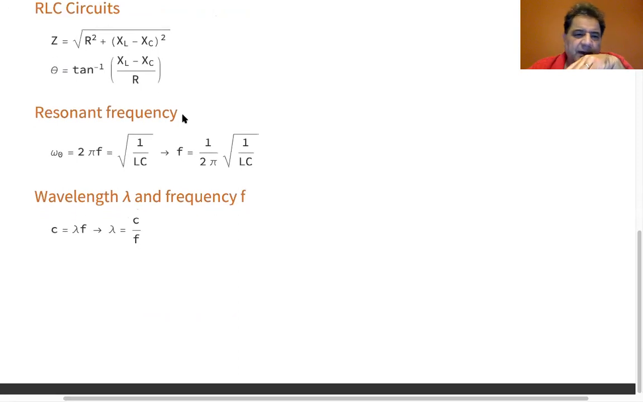Wavelength, lambda, and frequency f. Well, C, the speed of light, is equal to the wavelength times the frequency. So therefore, the wavelength is equal to C divided by f. Conversely, the frequency is equal to C divided by the wavelength lambda.